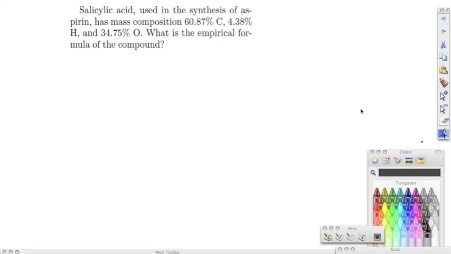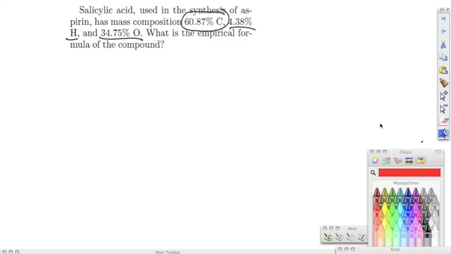Okay, guys, working this one out. It says salicylic acid, used in the synthesis of aspirin, has a composition of 60.08% carbon, 4.38% hydrogen, and 34.75% oxygen. What is the empirical formula for the compound?